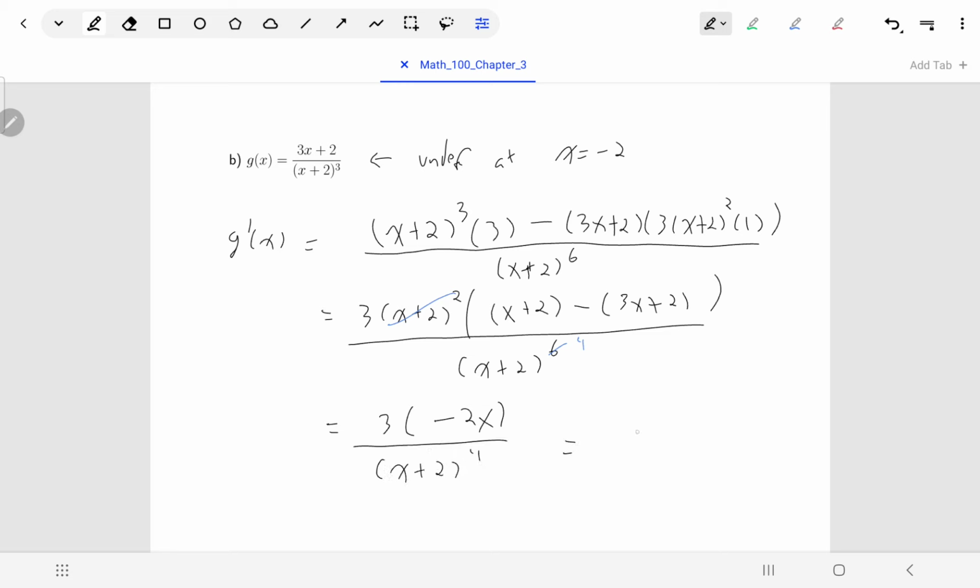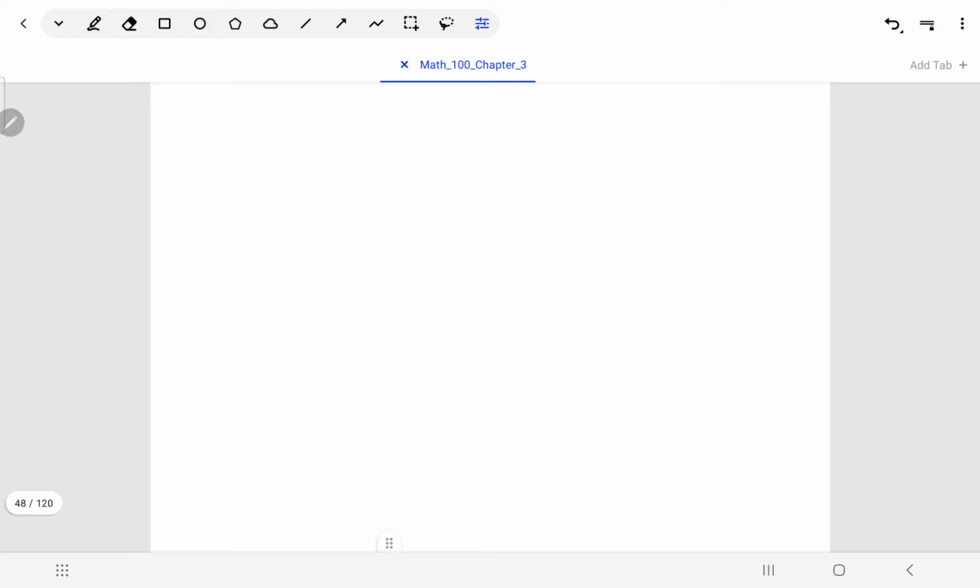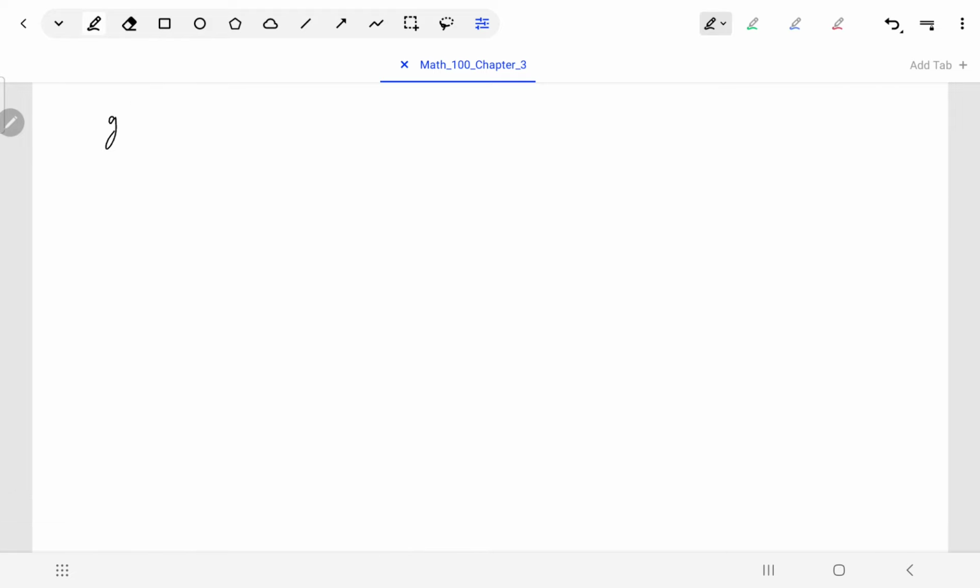So my first derivative simplifies to give me -6x over (x plus 2) to the 4. So the first derivative, we found it, and now we need to go on and find our second derivative. Since the first derivative gave us a quotient, again, quotient rule is going to come into play. So, second derivative. And let's get into it.